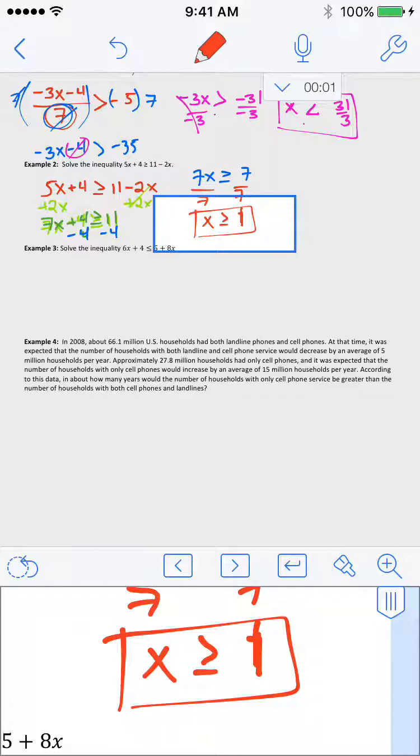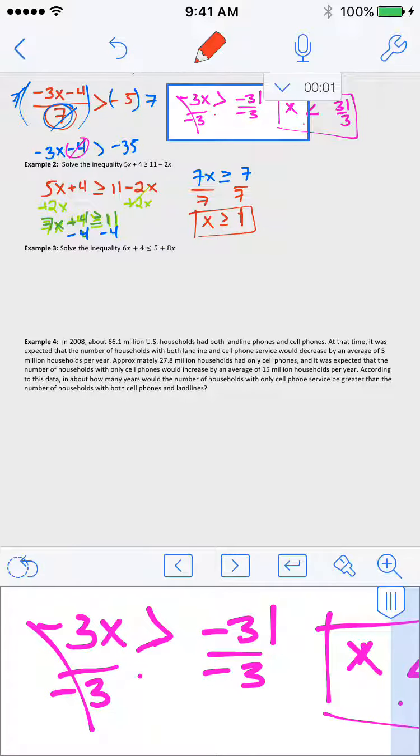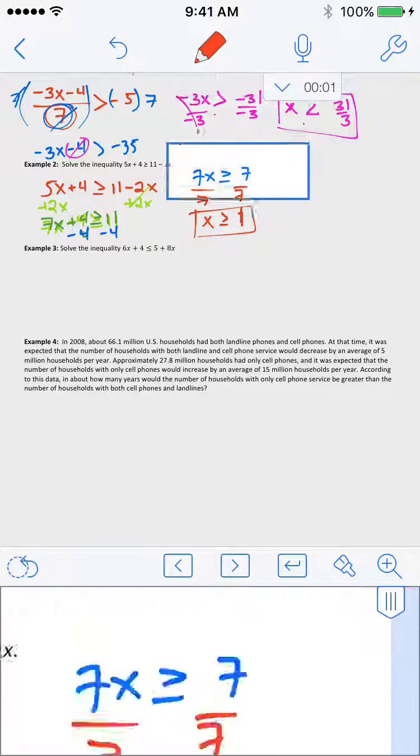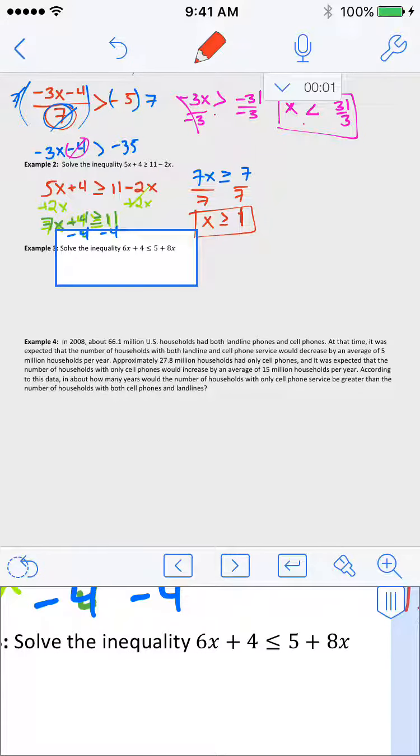Alrighty. Hopefully you're noticing all these parallels between equalities and inequalities, and the only time that's different is when you divide or multiply by a negative number. So I'm going to let you try this last inequality out. Go ahead and pause the video, try it out.